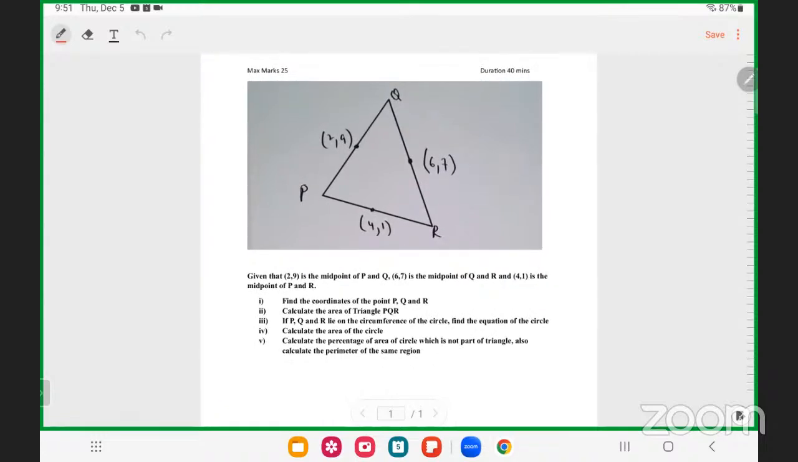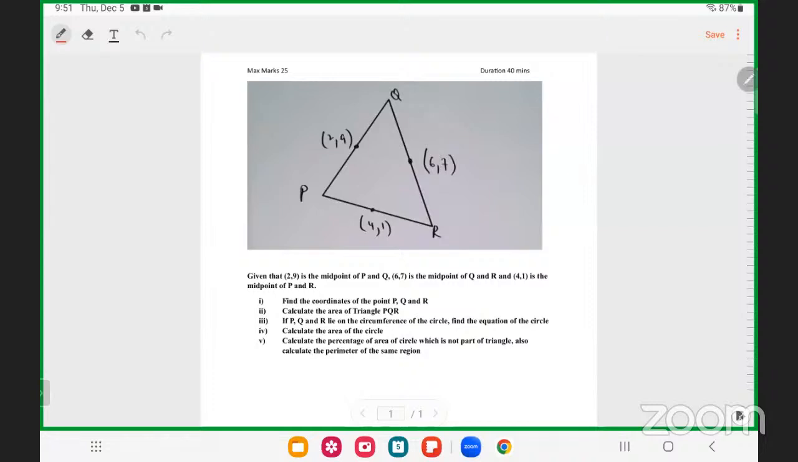So the question says that given that (2, 9) is the midpoint of PQ, (6, 7) is the midpoint of QR, (4, 1) is the midpoint of P and R. Find the coordinates of P, Q, and R. So the first part of the question is to find the coordinates of P, Q, and R.